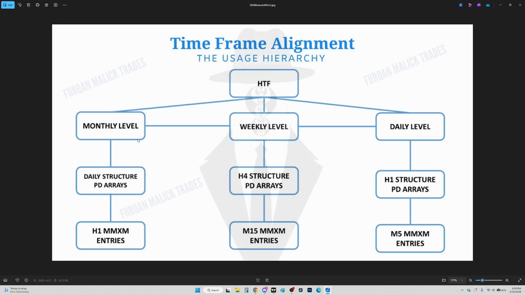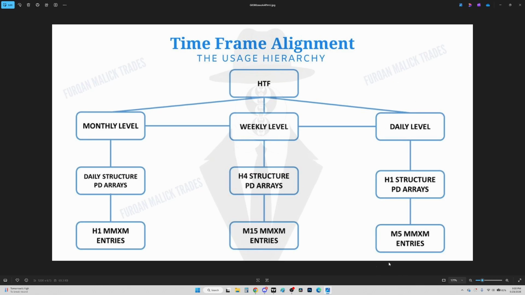If you're trading monthly levels, then you're going to focus on daily structure and PD arrays. And then if you're focusing on daily structure and PD arrays, you're going to take your entries on a 1 hour. If you're looking at a weekly level, you want to focus on the 4-hour structure and PD arrays, and then you're going to take your entries on a 15-minute. If you're focusing on a daily level, then you're going to look at 1-hour structure and 1-hour PD arrays, and then you're going to take your entries on a 5-minute chart.